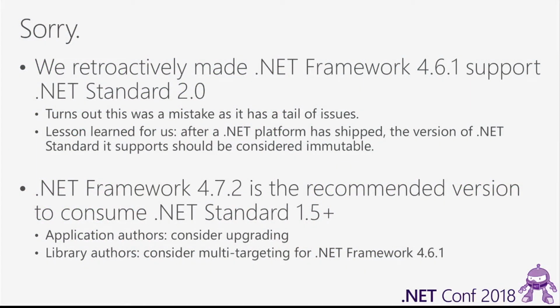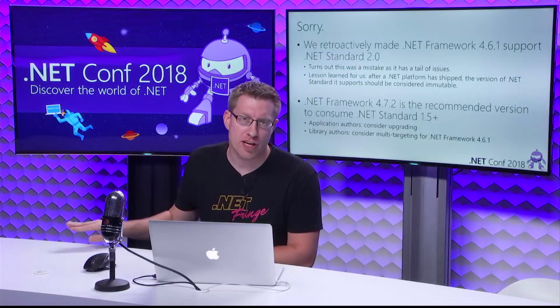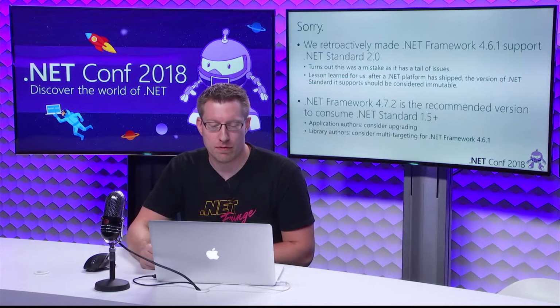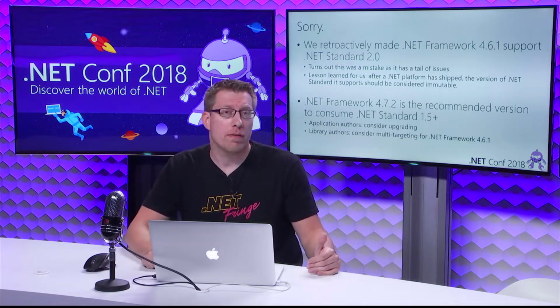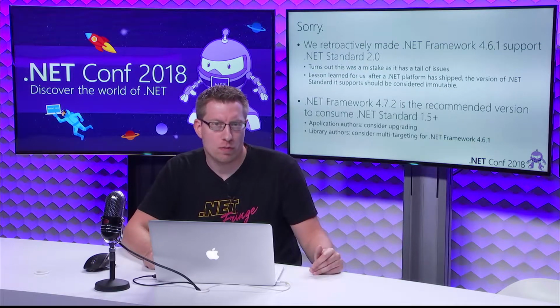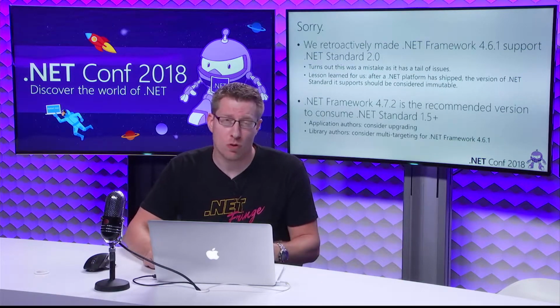So one thing that you can do as a library author is do multi-targeting and add a .NET Framework 4.6.1 output to your library. So you basically produce a binary that is specific to .NET Framework, so your customers don't have that problem. You still compile the same code. You don't have to change your source code at all, but you just basically produce 2 binaries as opposed to just 1 binary. And as an application author, you should upgrade to 4.7.2 if you consume .NET Standard 2.0 binaries, because the experience will be so much better.